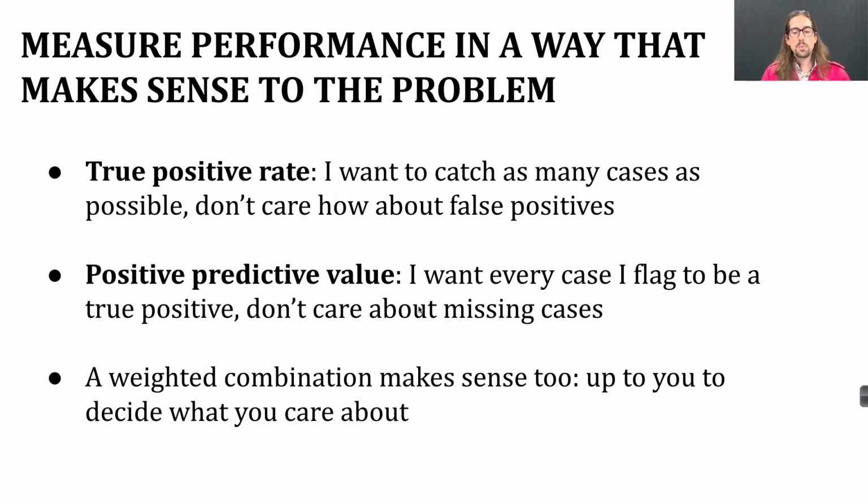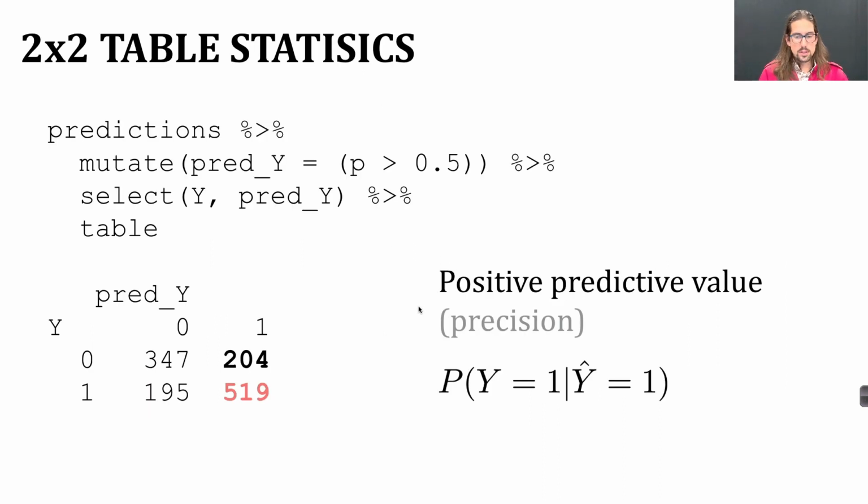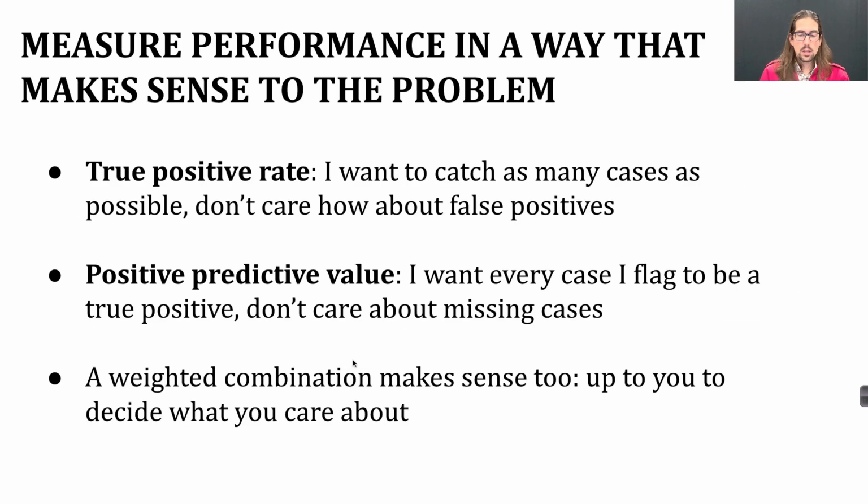On the other hand, positive predictive value, this one here, your denominator is the number of people that you're predicting positive, and your numerator is how many of those actually had the outcome. And there you might want that to be high if you want every case that you flag to be a true positive, but you don't really care about missing cases.